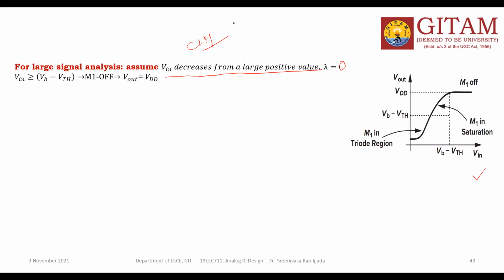So whenever the input voltage is greater than or equal to VB minus VTH, M1 is off. Why is M1 off for this? You might say, sir, if Vin is greater than VB minus VTH, the device should be on. But I am saying it is off because my input signal is not applied to the gate. My input signal is applied to the source, so the source becomes more positive than the gate, and the device will not turn on.